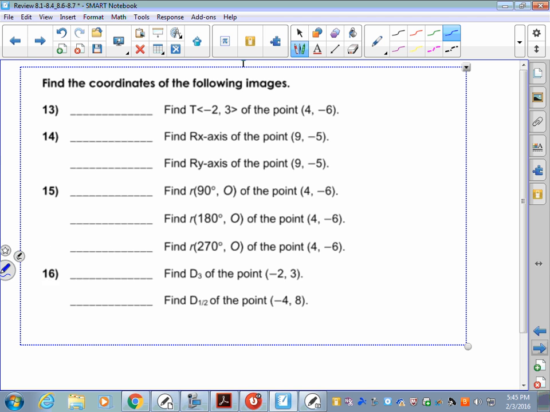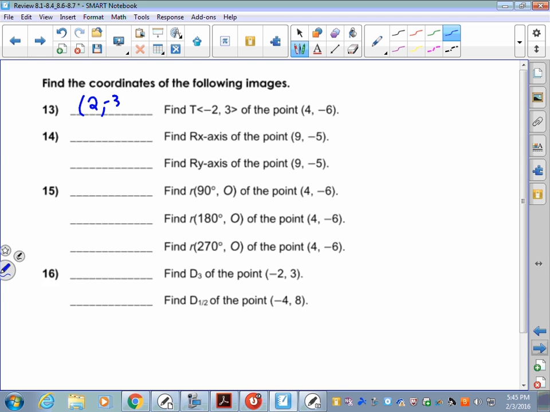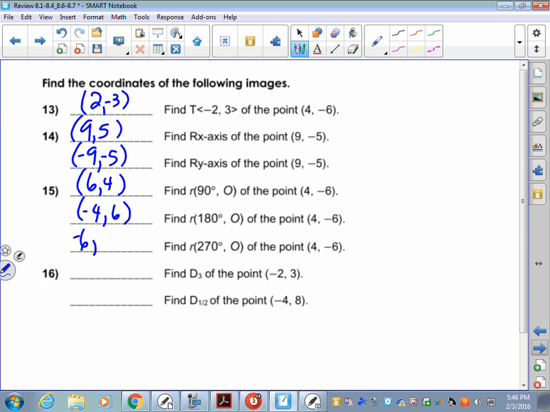So on 13, because we're doing a translation, this was 2, -3. Sorry, it was 2, because it was x minus 2. Sorry. 2, -3. Then we had 9, 5. Then we had -9, 5. And then we had 6, 4. And then you let me know if doing it this way works. I'm going to stop right there. This one was 6, -6, -4, or one at a time explanation.